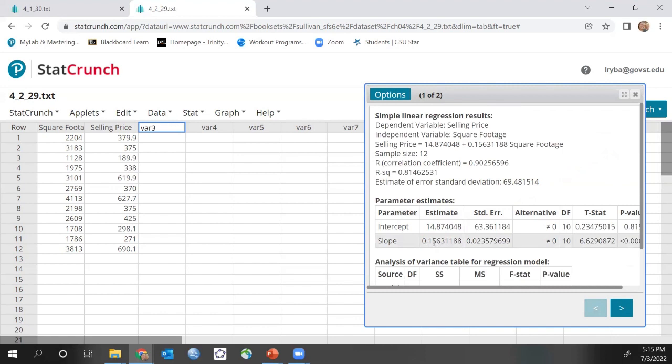We can talk about the slope here. So for each additional square foot, we could expect our price to increase by $156,000, if these are in thousands of dollars, I believe.